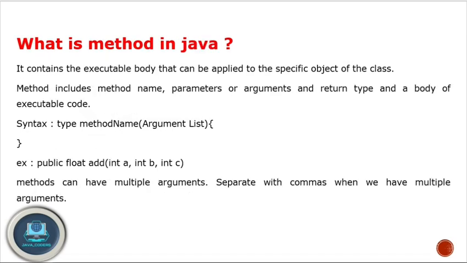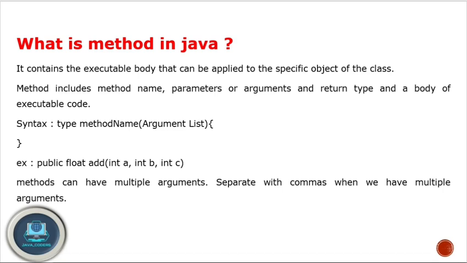What is a method in Java? It contains the executable body that can be applied to a specific object of the class. A method includes the method name, parameters or arguments, and return type of a body of executable code. Syntax: type method name, argument list. Example: public float add(int a, int b, int c). Methods can have multiple arguments separated with commas.